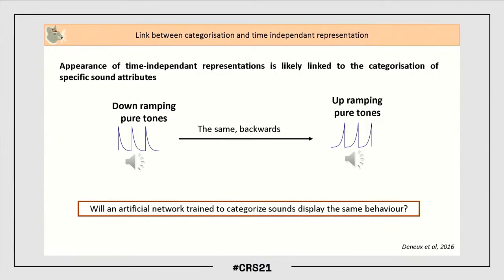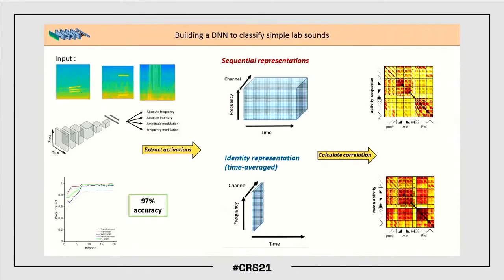So if indeed it's true that time-independent representations are linked to categorization, we would expect to see them in CNNs trained to categorize sounds. So we constructed 6-layered CNNs that took as input spectrograms and answered 4 questions about the sound. What is their frequency, their intensity, and how are they modulated both in amplitude and frequency domain? Now the network could do this with a high accuracy, and then we could simply take out the activations and study them like we studied the biological network in response to the same 140 sounds. And we chose either to look at the sequence representation, so preserving time that's inherited from the spectrograms, or averaging out time to look at the identity representation.